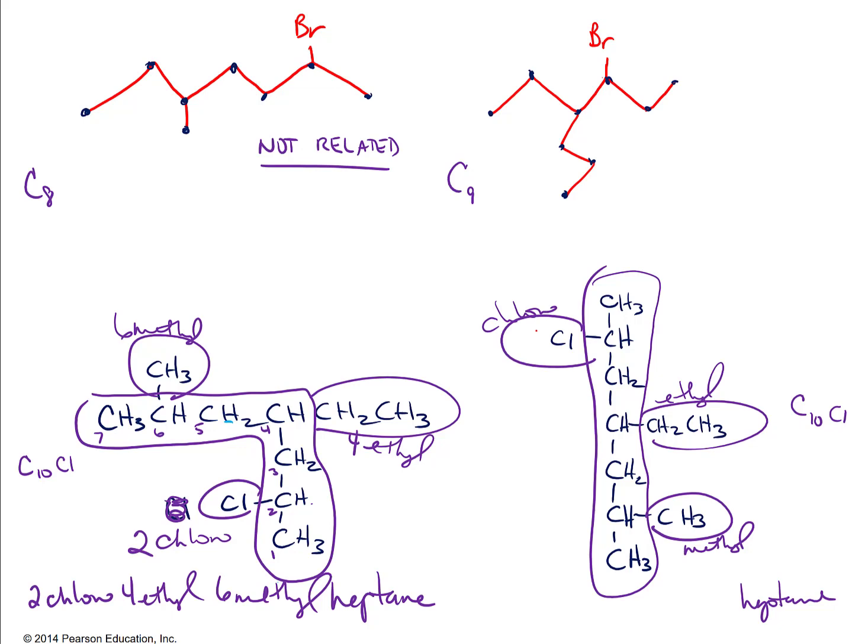So which way do you start numbering? You're going to start at 2. So 1, 2, 3. This is a 4, 5, and 6. So they have the exact same name. So initially, that makes these conformational.